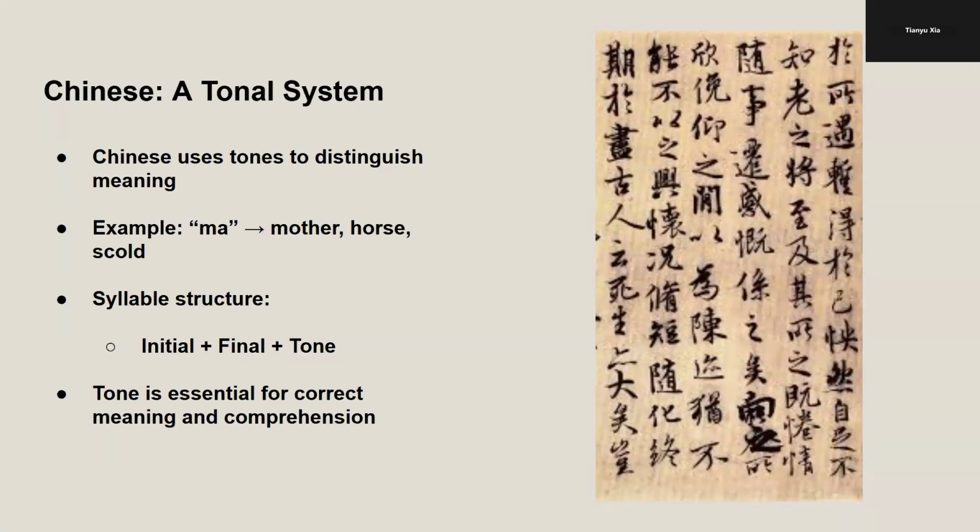Chinese is a tonal language, so the tone or pitch of your voice can change the meaning of a word. So Chinese uses tones to distinguish meaning. For example, ma can mean mother or horse or scold. The syllable structure is initial, final, and tone. Tone is essential for correct meanings and comprehension.